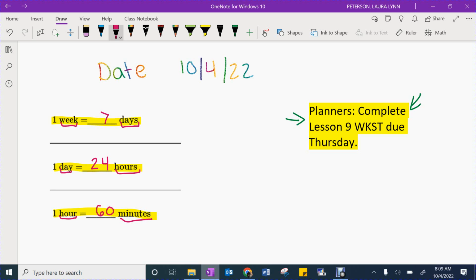In your planners at this time, open up your planners and write down complete Lesson 9 worksheet. That's the abbreviation for worksheet, WKST, due Thursday. This is the worksheet that should have been passed out to you already by the guest teacher. But if it hasn't been, please pause the video and ask the guest teacher to pass that out for you. I am going to do a planner check tomorrow, so I expect to see this written down.